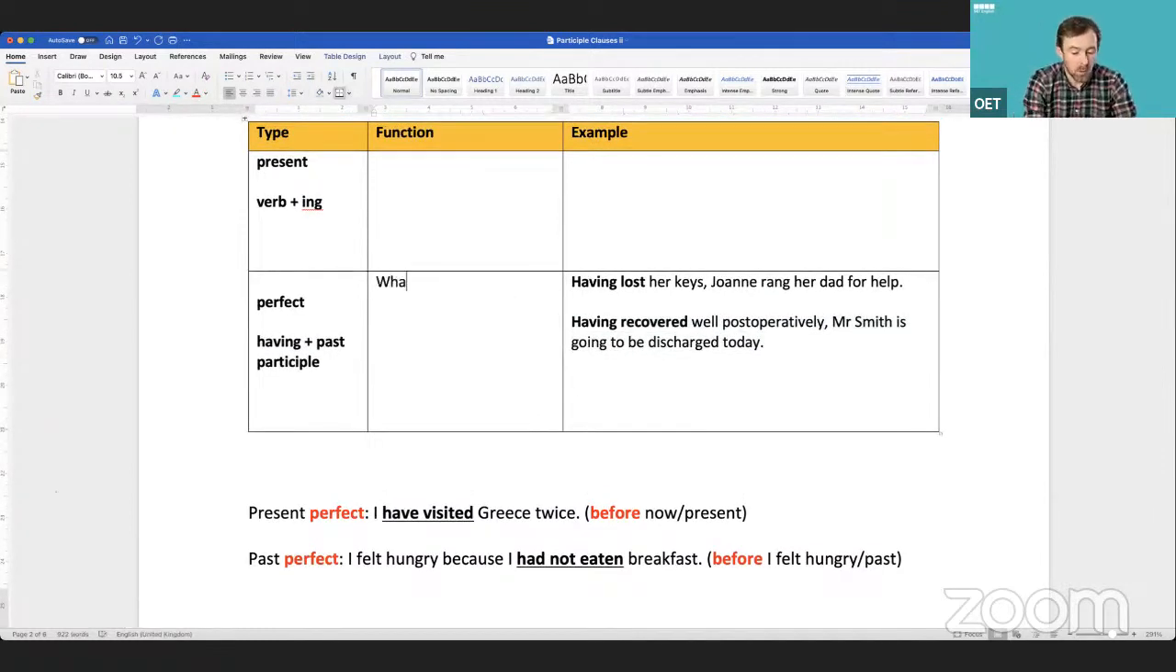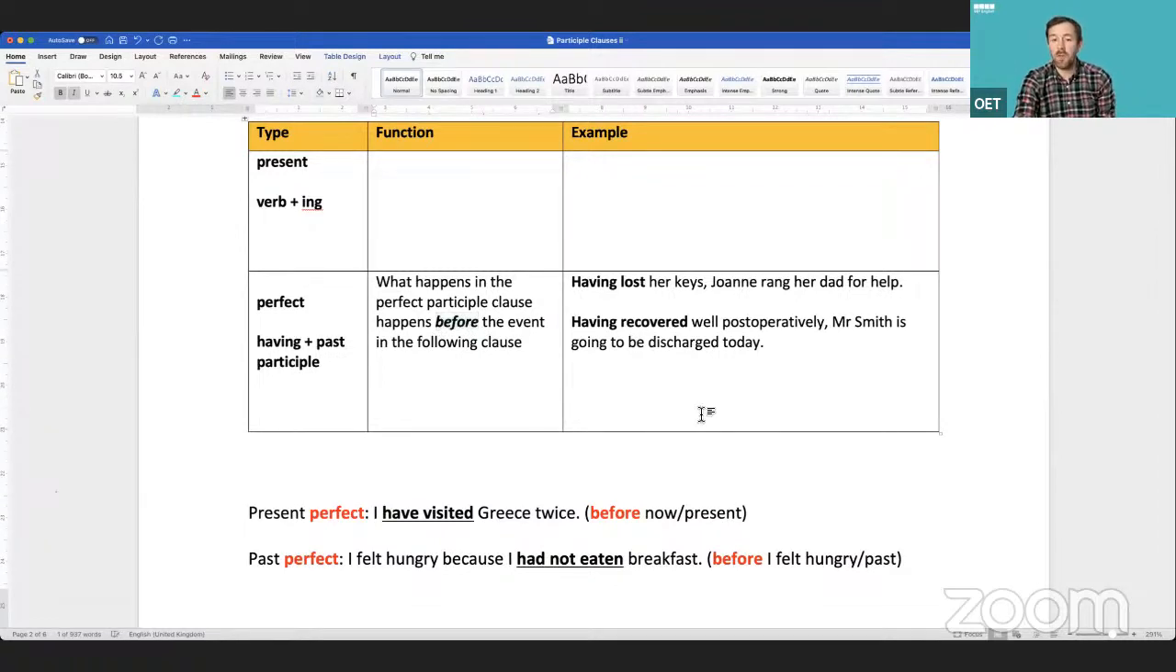The perfect participle is telling me that what happened in the perfect participle clause happened before this one. Okay, what happens in the perfect participle clause happens before the event in the following clause. That's what it's about. That's what this is for. And it's exceptionally useful for OET.